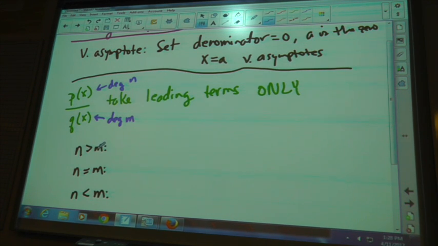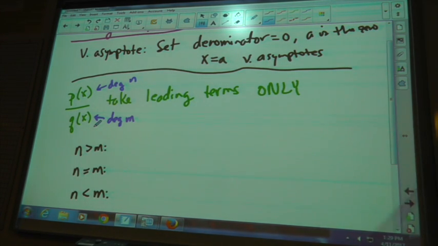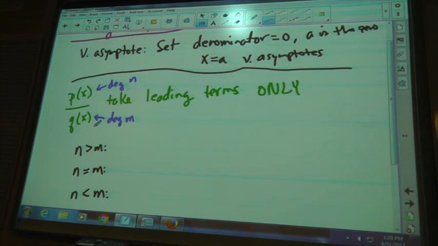So n is greater than m. Okay, this means that the top is growing faster than the bottom. Now this is the analogy I'm going to use here. A piece of pizza, a pizza pie, right? So if the top is bigger than the bottom, the top is the number of pizzas you have. The bottom is the number of people you have to share it with, okay? The question is, how much pizza are you gonna have in the end?